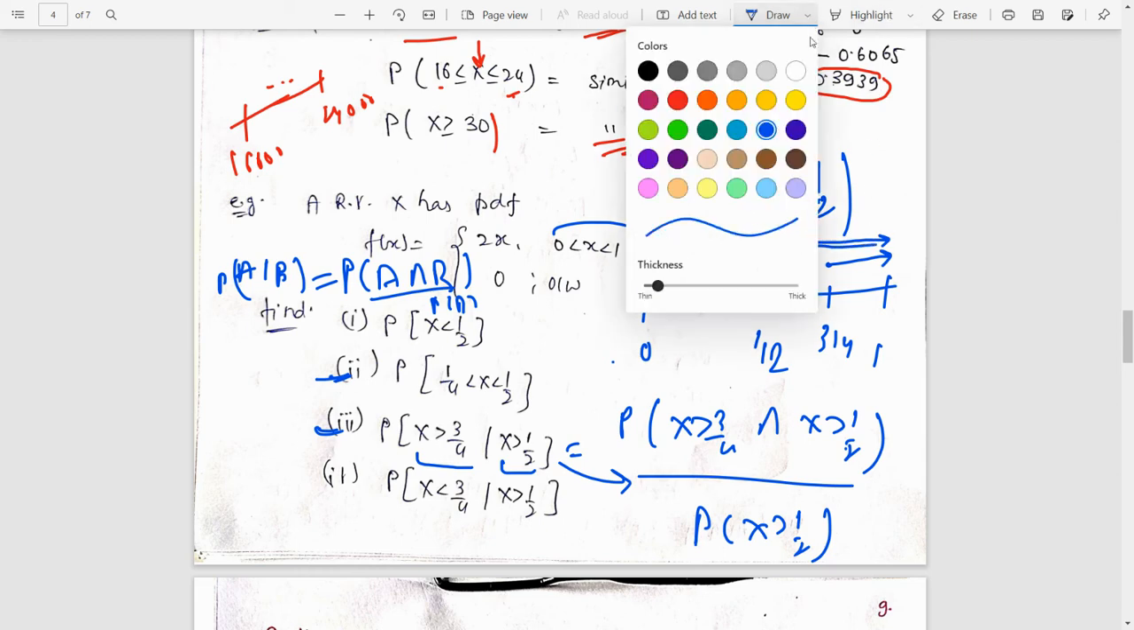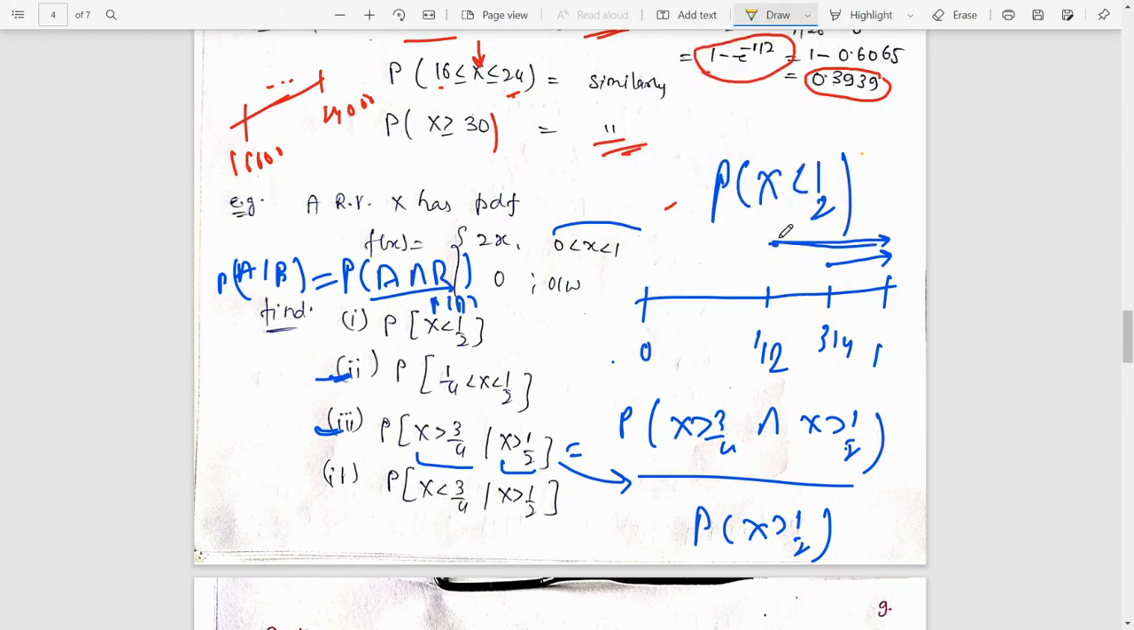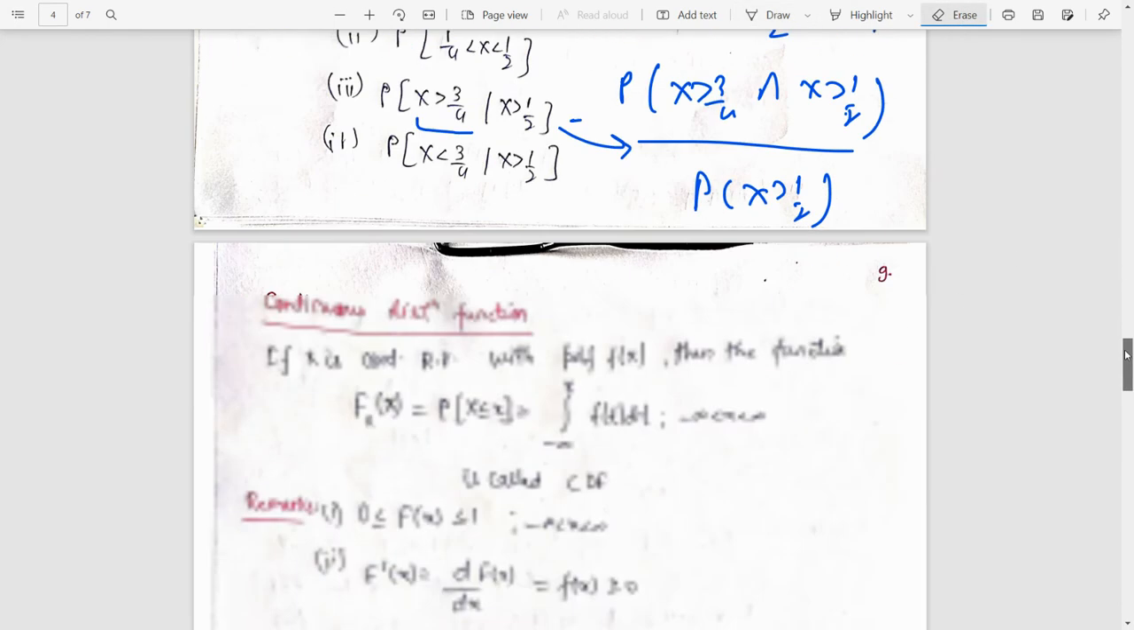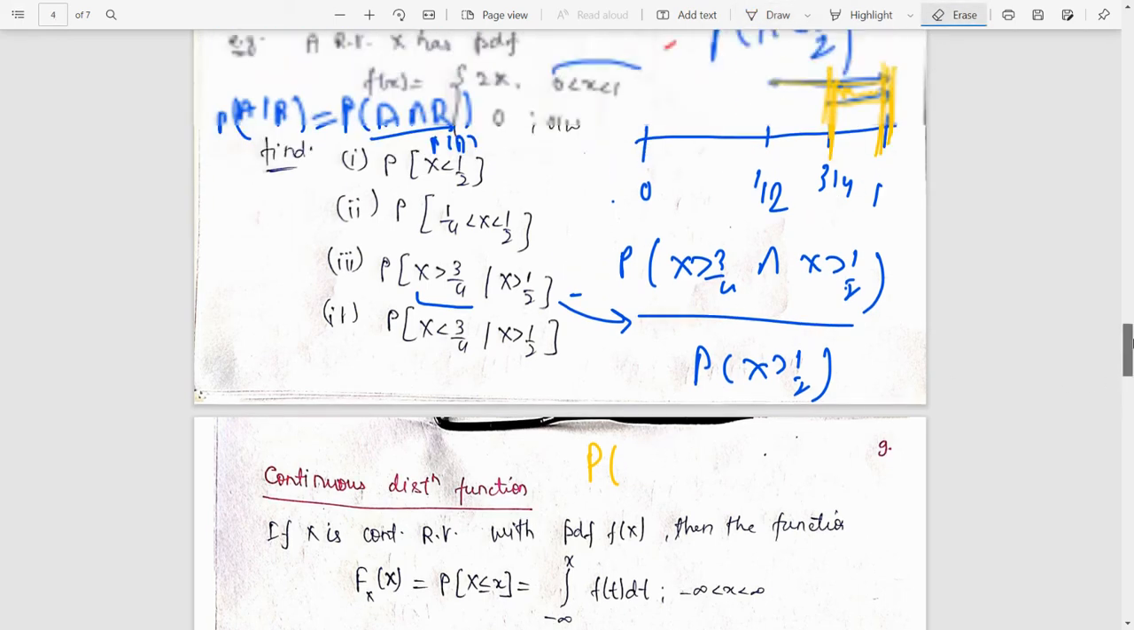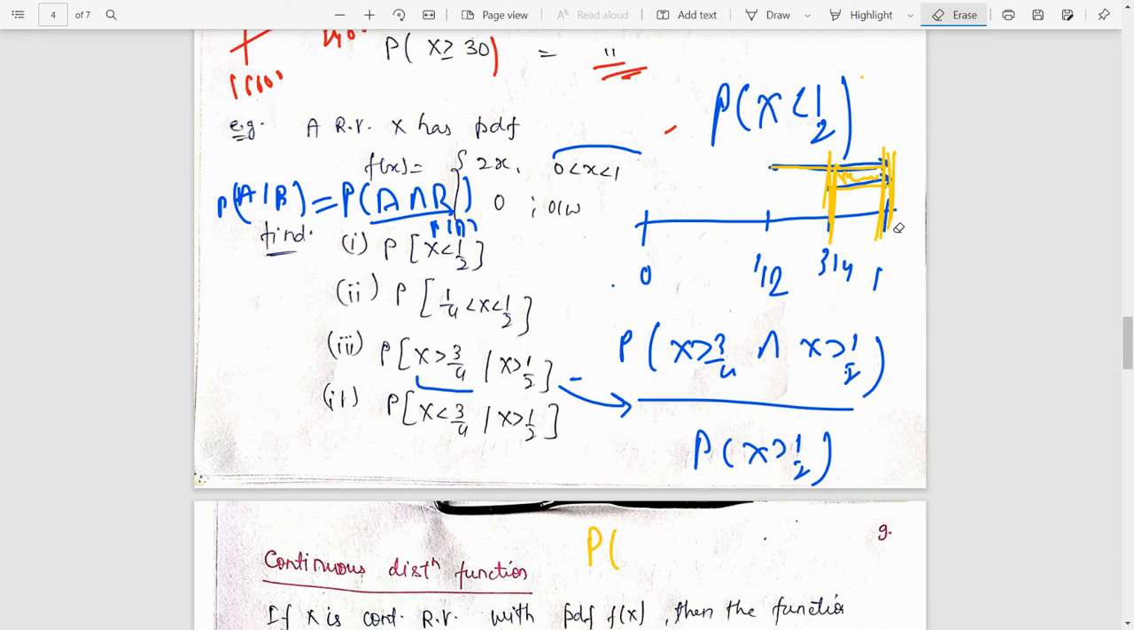Sorry, x greater than 1/2 means this particular line, and x greater than 3/4 means this particular line. So this particular region is the common region, common to both lines. So this probability will get reduced to the probability that x will lie between 3/4 and 1.